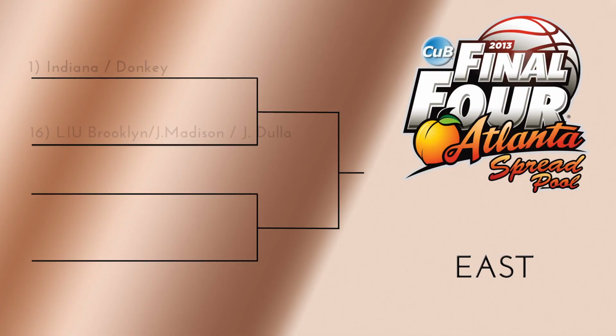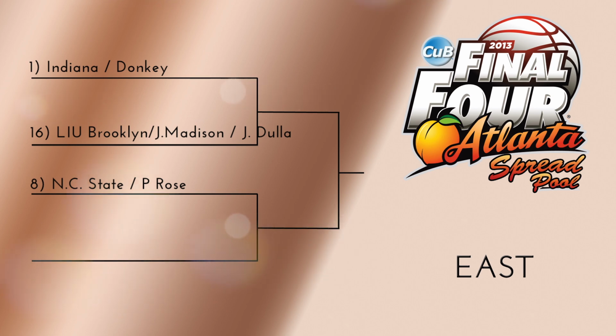Next matchup, the number 8 seed, NC State, represented by Pat Rose, facing off against the number 9 seed, Temple, represented by Ron Wojcik. North Carolina State, NBA lottery pick Rodney Purvis. Yeah, he's got great wingspan. He's going to be exciting to watch in the pros. Great legs.